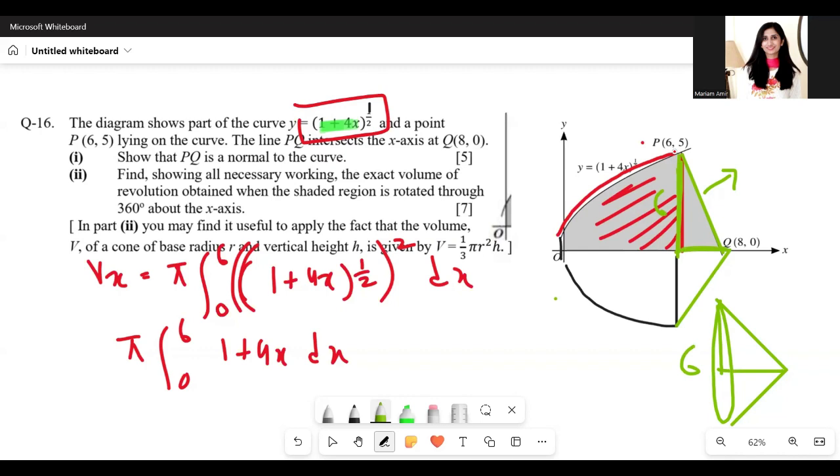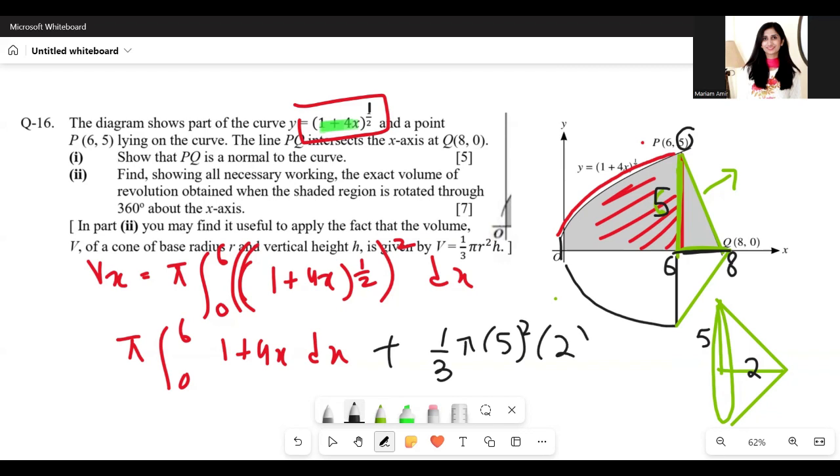Sorry, the radius was 5. That's a mistake. This is going to be the radius, 5. And this length is going to be the difference of the x values, 6 and 8, which is 2, the height. So I'm going to add the volume of the cone to the result of the integration, which is 1/3 pi r squared h.